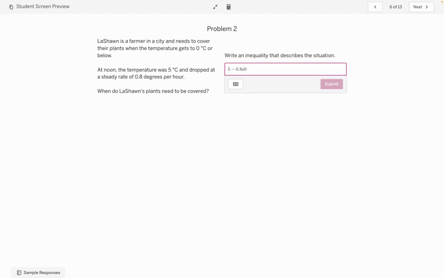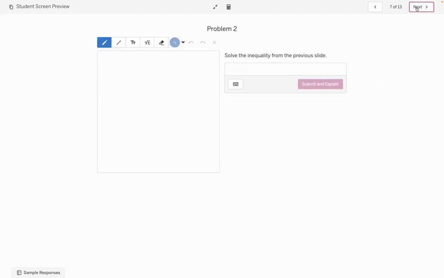So we want this number to be less than or equal to 0 degrees, meaning that this side can be below or equal to 0 degrees, because then we know we need to cover it. And we get a thumbs up on that one.